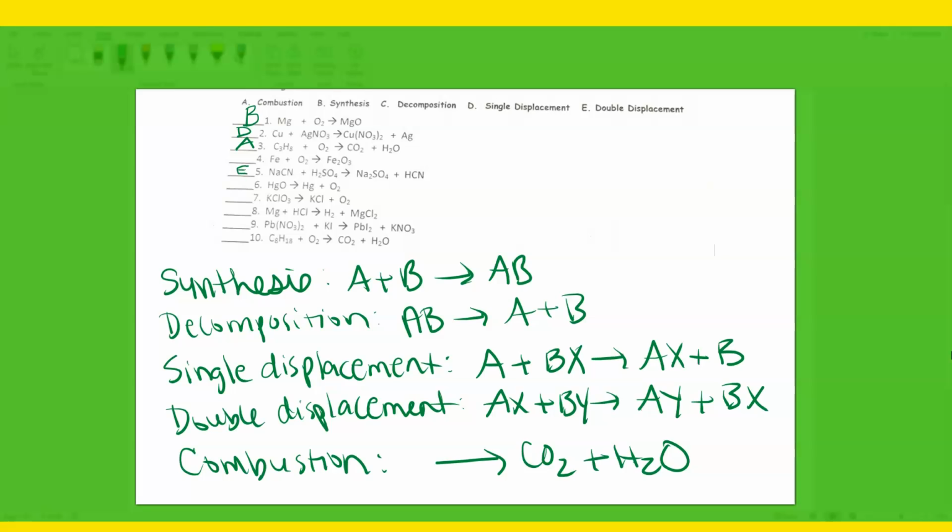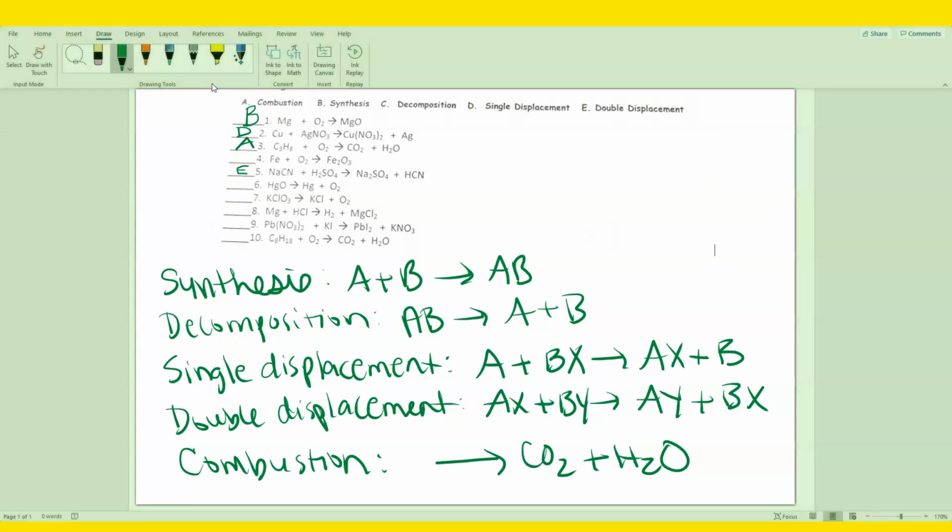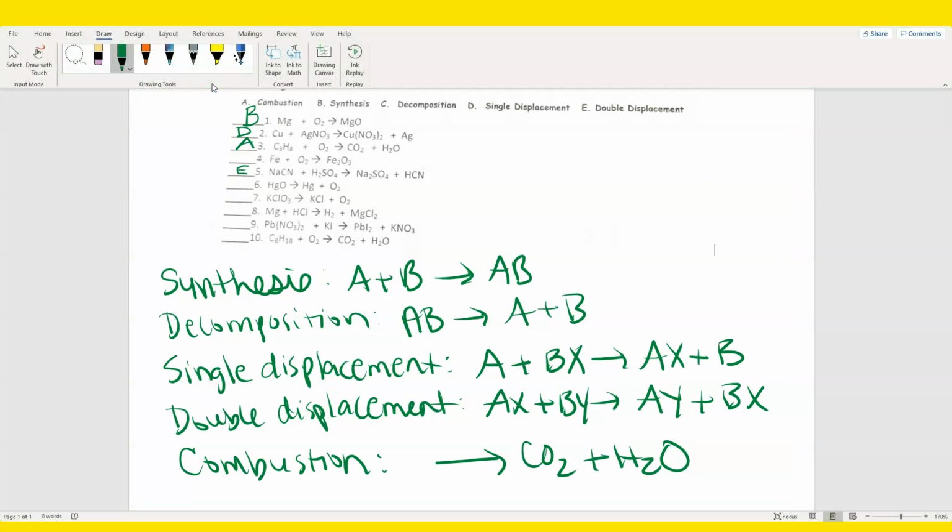And let's do one more, and then I'm going to let you guys do some on your own. Number 7. Isn't this one that I talked about before? You've got KClO3 breaking apart into KCl plus oxygen. What do you think that is? And number 7 is decomposition.